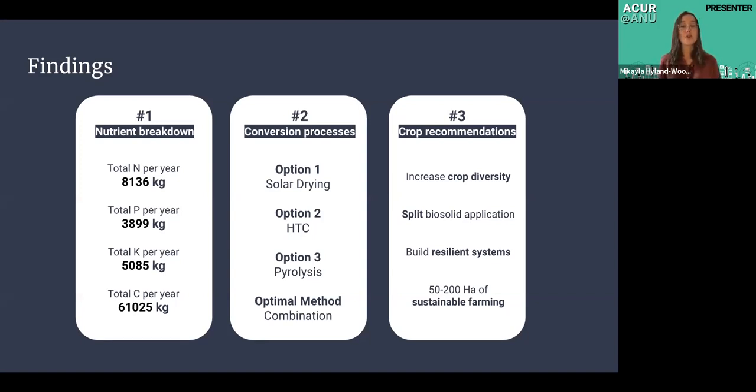These findings show that biosolids from Nuku'alofa have enough nutrients to sustainably farm about 50 to 200 hectares. This area was actually surprisingly small, which encouraged me to look at other co-benefits, including environmental restoration of waterways.